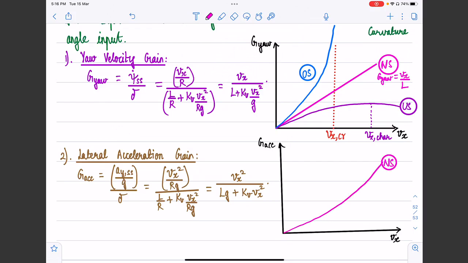And once again, this is my critical speed. This is just a demonstration, a qualitative graph, just to show where the critical speed is. For an oversteered vehicle, the acceleration gain is going to be higher than the other types, but same story, right? As we reach the critical speed, the acceleration gain asymptotically goes to infinity.